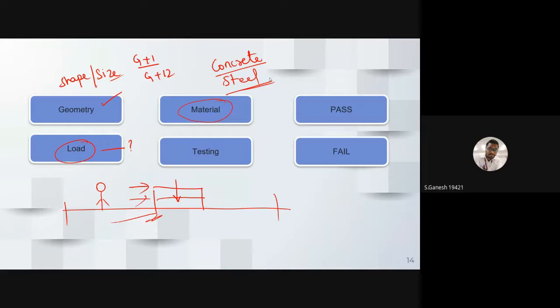Some may use 450, some may use 500, or some may use M20, some may use M25. For which particular load the concrete grade is suitable, that you should connect. For this load I can go for this kind of material. Or apart from concrete or steel, now come to other alternative materials. You have PVCs, you have glass, you have a number of fibers.